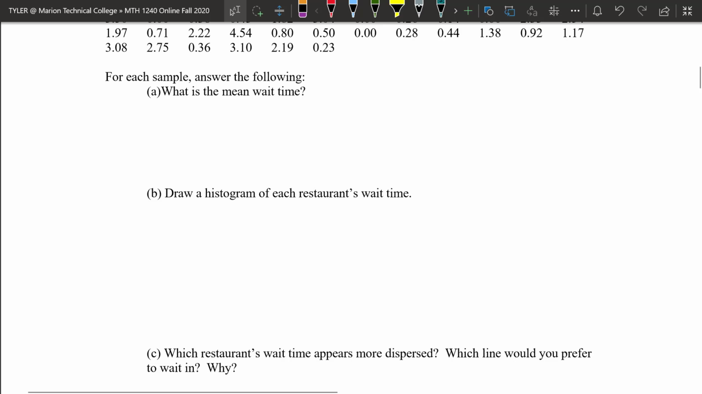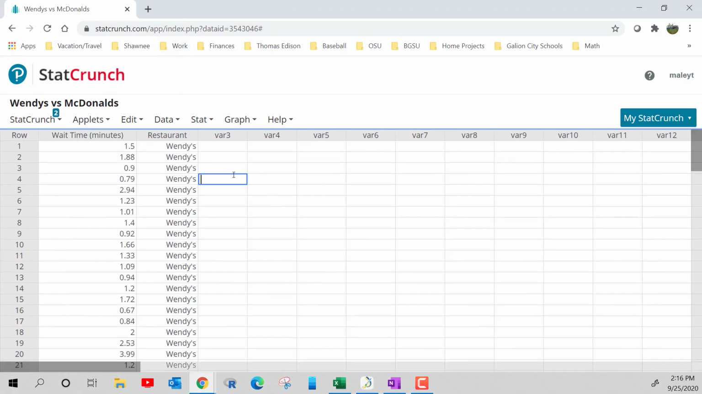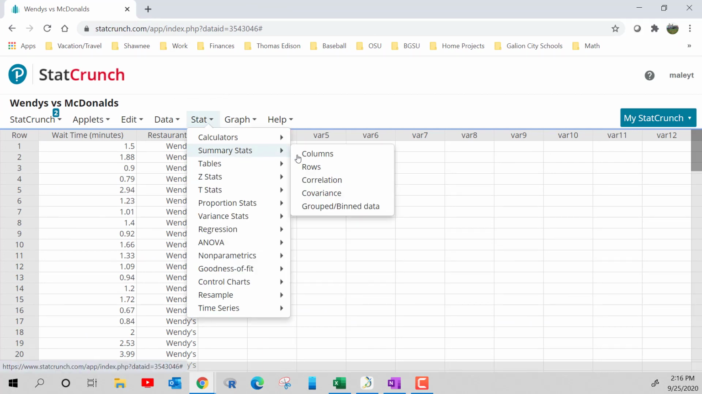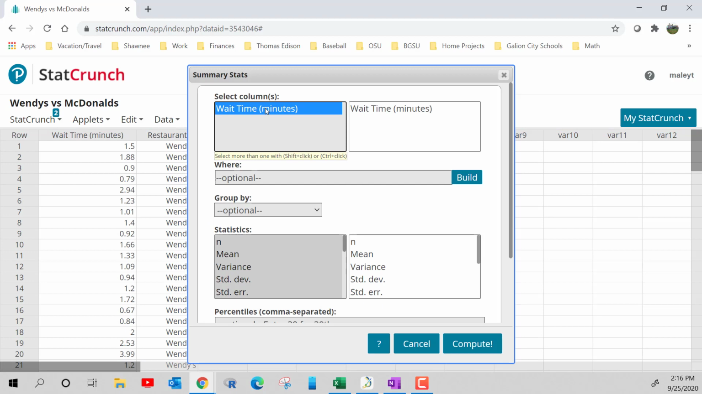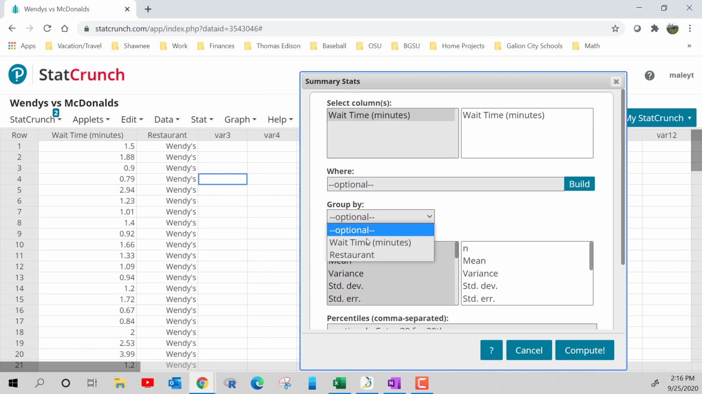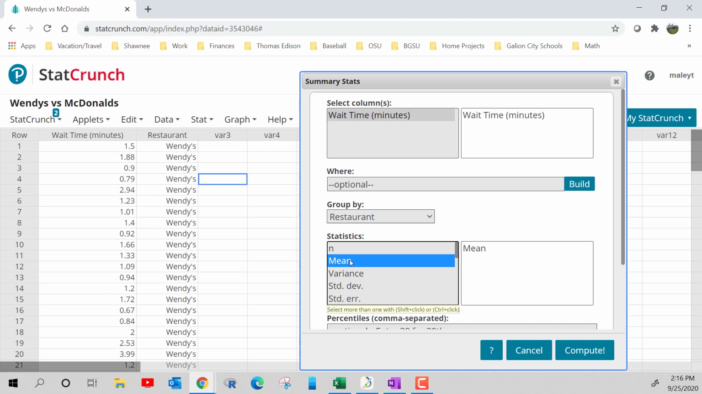So let's first calculate the mean wait time. I'm going to let StatCrunch do that for me. I'll go to summary stats, columns, and we want the wait time variable to get a summary of that. I'm going to group this by restaurant, and we're looking for the mean. If you wanted, we could also get the sum statistic and the n statistic.